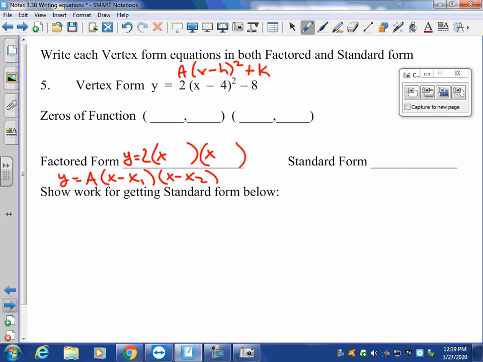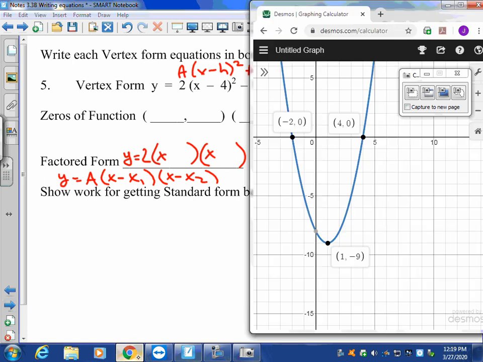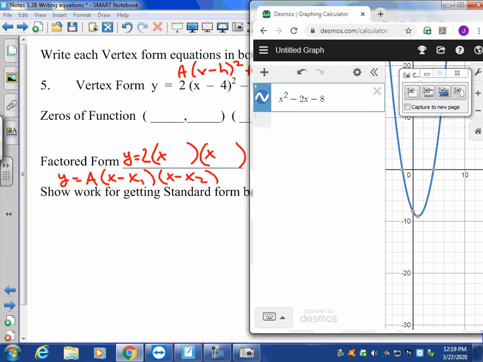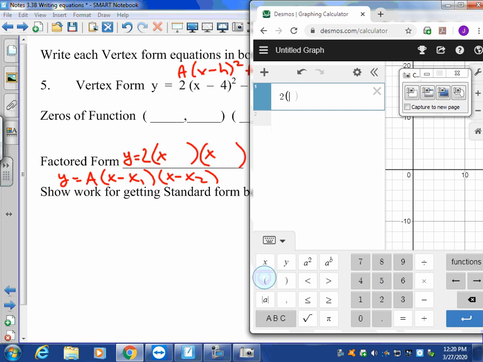For standard form, that's going to be a totally different thought process. So let me go ahead and go to the graph and pick out what we need to do the first part. So this is supposed to be 2 parentheses x minus 4 parentheses squared minus 8. I hit the wrong button. Try that again. 2(x - 4) squared minus 8.